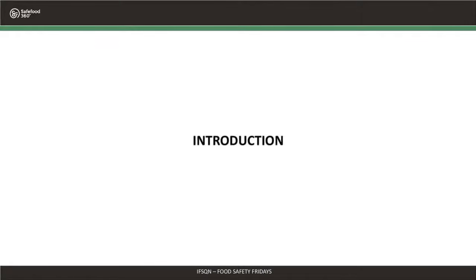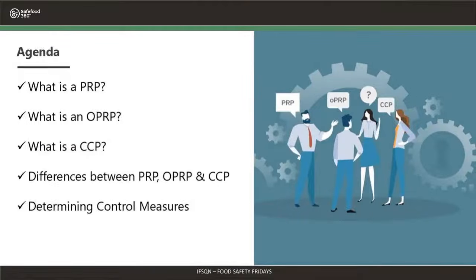So let's actually begin. Today, the agenda is to look at what a PRP is, an OPRP, and CCP. We're going to learn about what they stand for in just a moment. Then we're going to look at the differences between them and how we can actually determine which of these control measure categories they are. We can do this using risk assessment and decision trees, which we'll look at today.